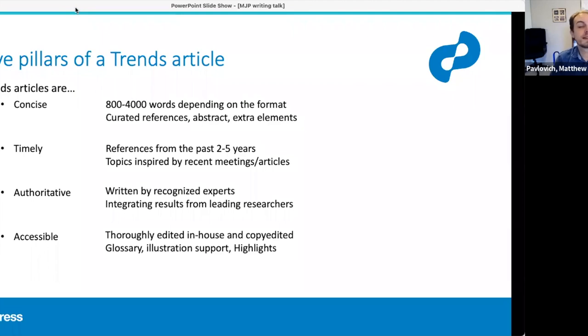And one way that we do this, at least at my journal, is thorough editing, as well as a series of elements in your article, things like the glossary that you can use to explain those fundamental details of your field to people outside it.